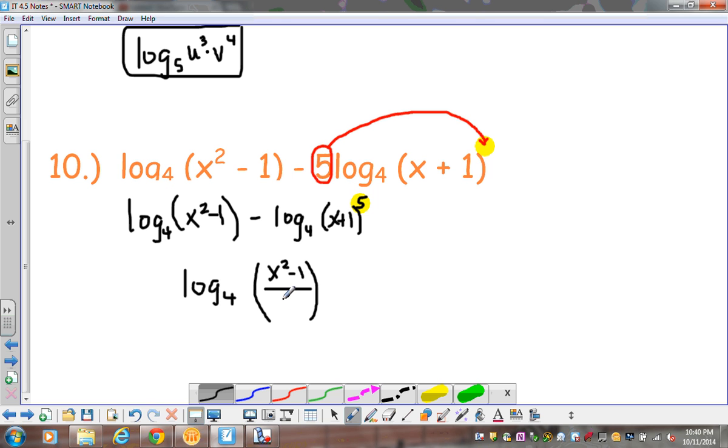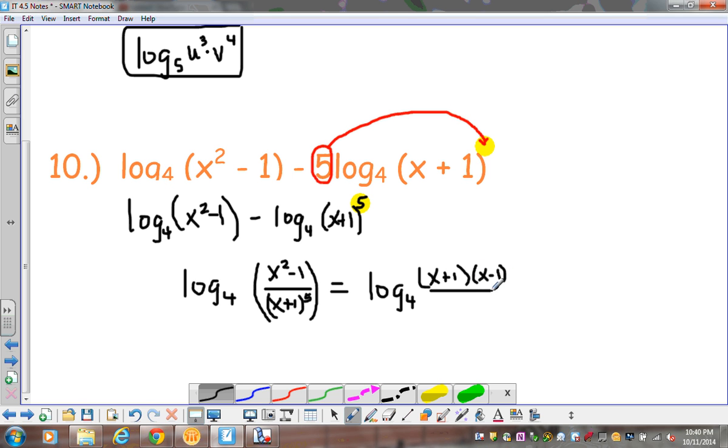And then x plus 1 to the fifth is going to go in my denominator. Now, this actually can simplify a little bit more, if we wanted to go ahead and simplify it. Log base 4 of x squared minus 1. Now, what I'm going to do is factor this, and you guys will see what's going to happen. So x squared minus 1 factors into x plus 1 and x minus 1. Correct?